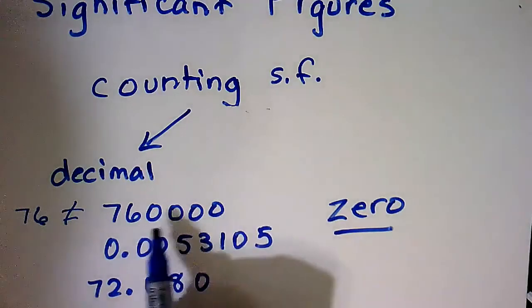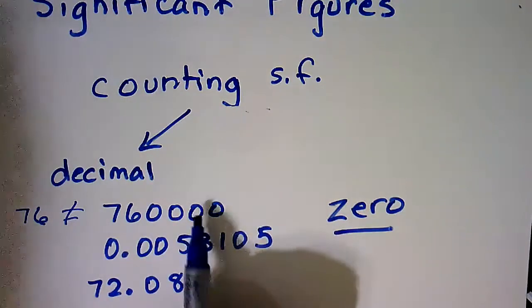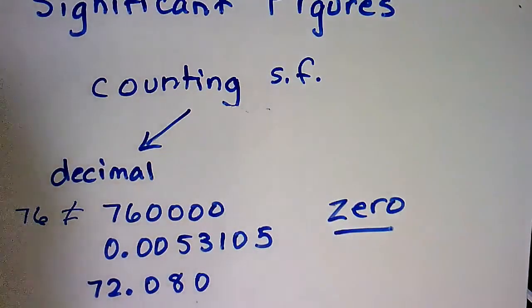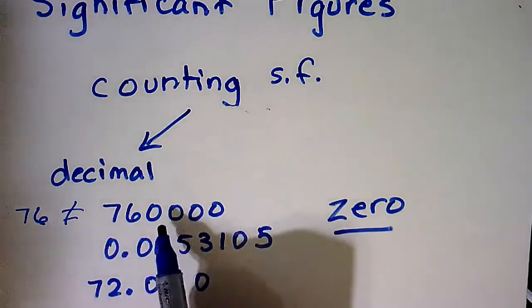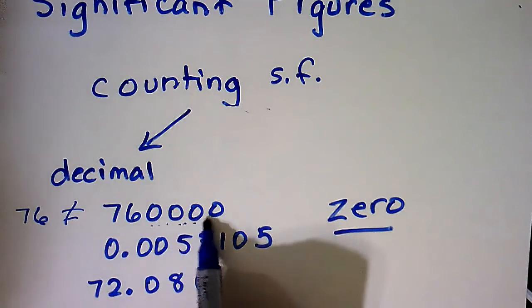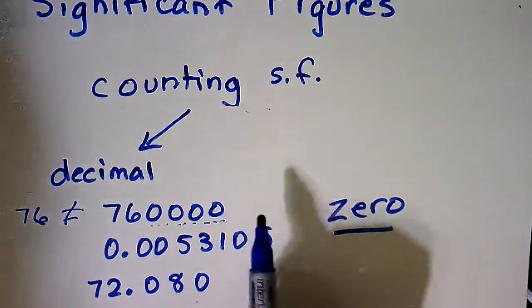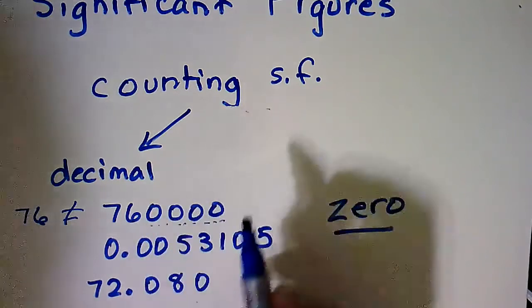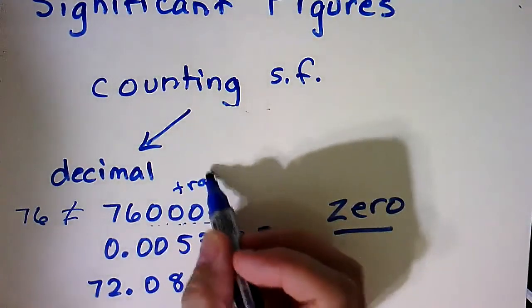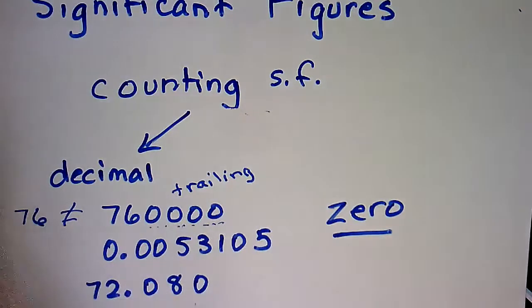We know this because we've learned to interpret the columns with meaning: the ones column, the tens column, the hundreds, the thousands, and so on. Now here we have what are known as trailing zeros to the left of the decimal point. We don't even see a decimal point here, but we presume that it's at the end of the number. So these kinds of zeros in this first number are called trailing, because they come after these non-zero digits.